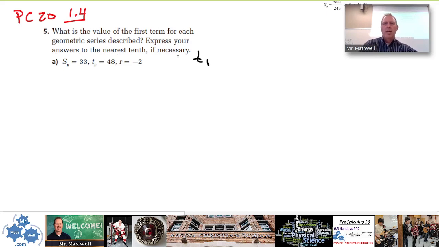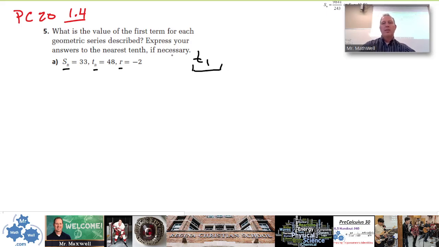Express your answers to the nearest tenth if necessary. Okay, fine. So we can use decimal places. You don't have to worry about fractions necessarily. So the value of the first term. So I'm given a sum of 33. So S of n is 33. That's great. T of n is 48. And R is negative 2. Okay, so I'm given these three things. Can I solve for T1?